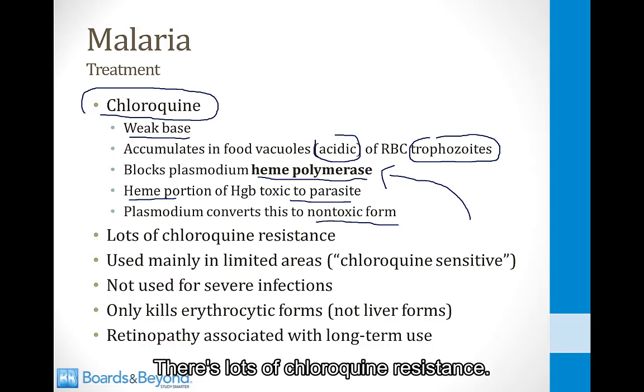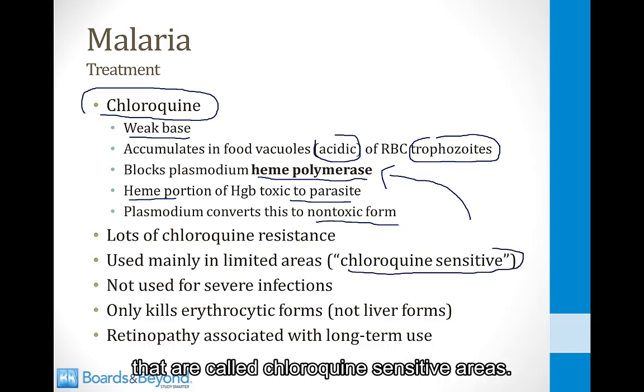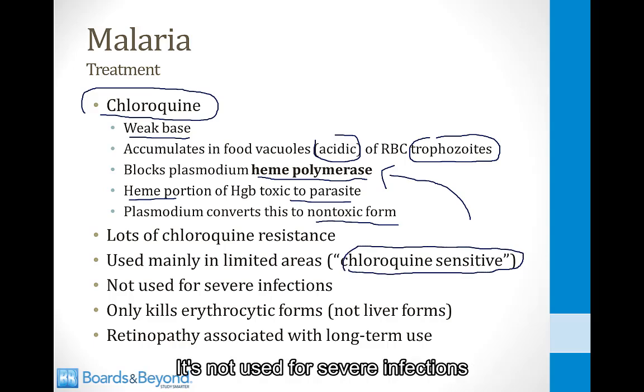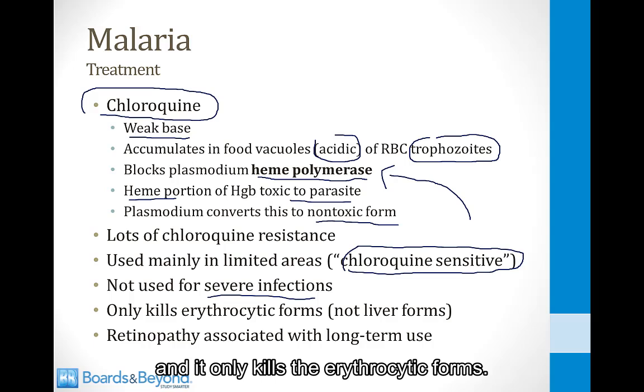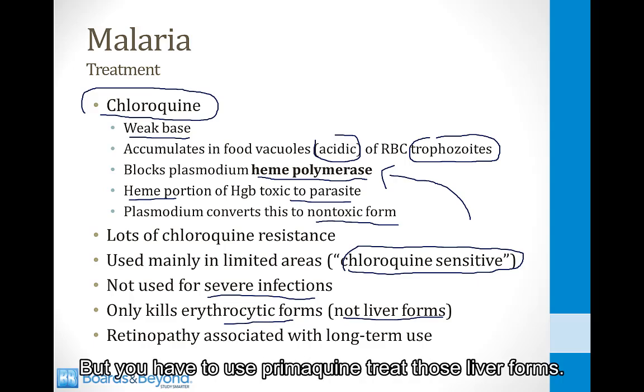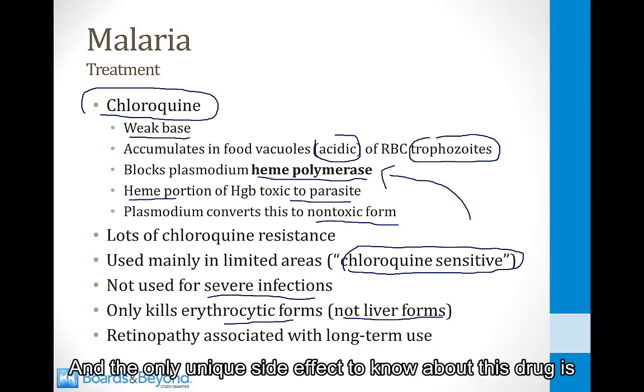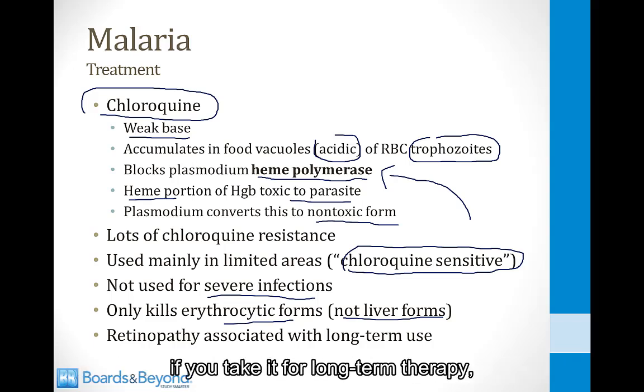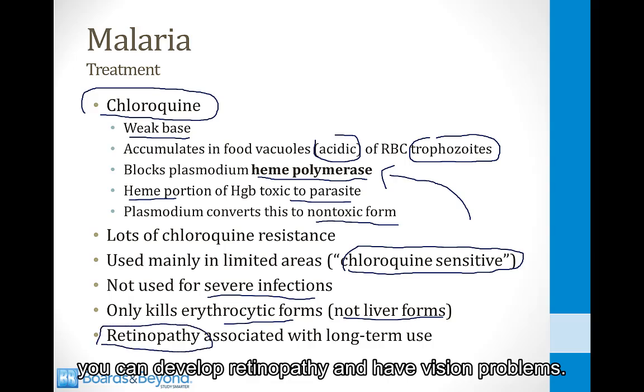There's lots of chloroquine resistance. It's mainly used in very limited areas that are called chloroquine-sensitive areas. It's not used for severe infections, and it only kills the erythrocytic forms, so it won't get the liver forms. And we talked about this before, and we'll talk about it again, but you have to use primaquine to treat those liver forms. And the only unique side effect to know about this drug is if you take it for long-term therapy, you can develop retinopathy and have vision problems.